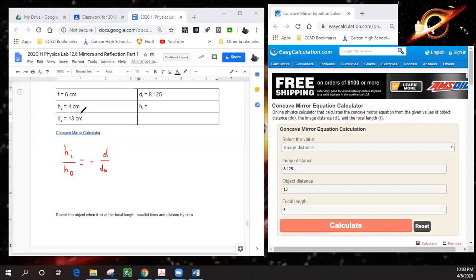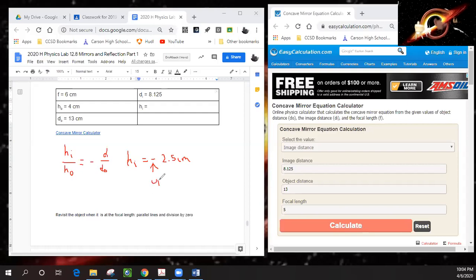All right, so we have some values here. I'm going to go ahead and pause, and I'm going to calculate it, and you should calculate it too, and make sure that we have the same answer. So when all's said and done, I have the image height HI. It should be negative 2.5 centimeters. That's the height of the image, and the negative sign indicates that it's upside down.